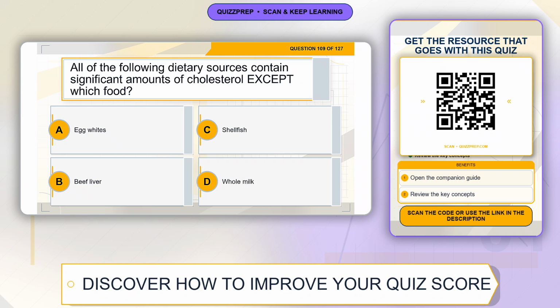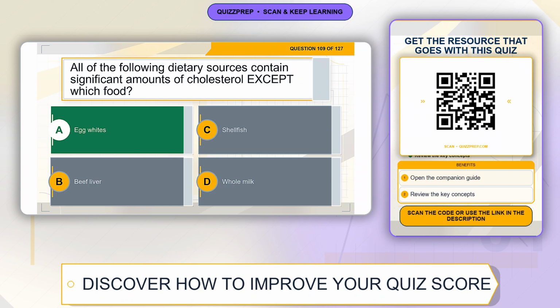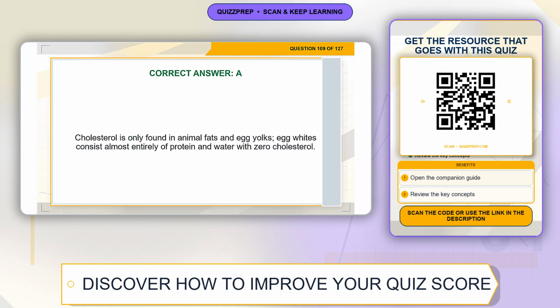Question 109. All of the following dietary sources contain significant amounts of cholesterol except which food? Option A, egg whites. Option B, beef liver. Option C, shellfish. Option D, whole milk. The correct answer is option A, egg whites. Explanation. Cholesterol is only found in animal fats and egg yolks. Egg whites consist almost entirely of protein and water with zero cholesterol.